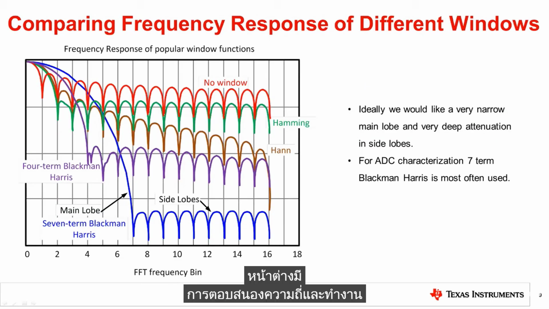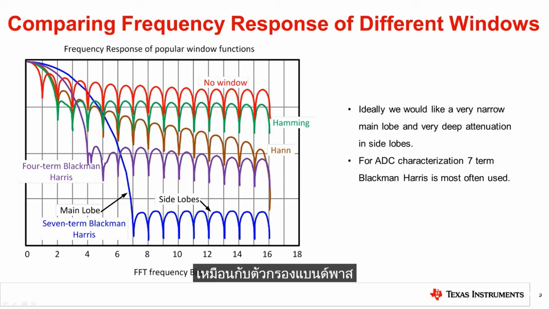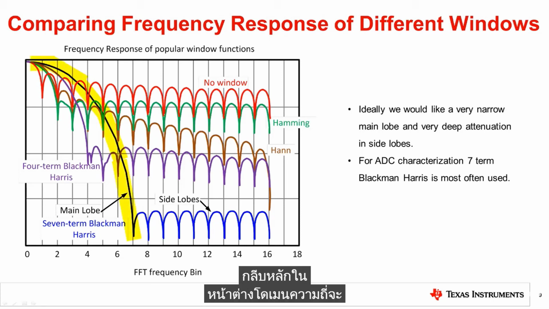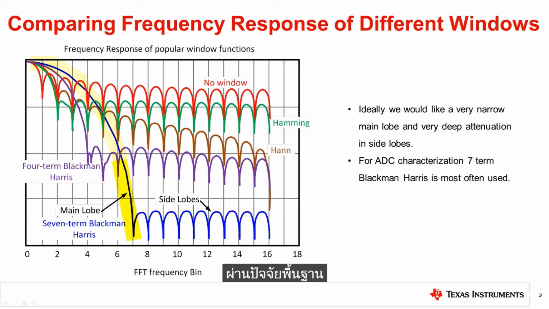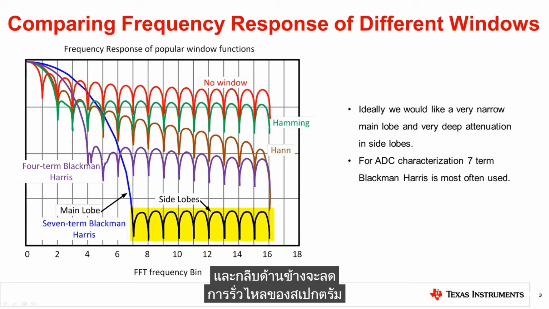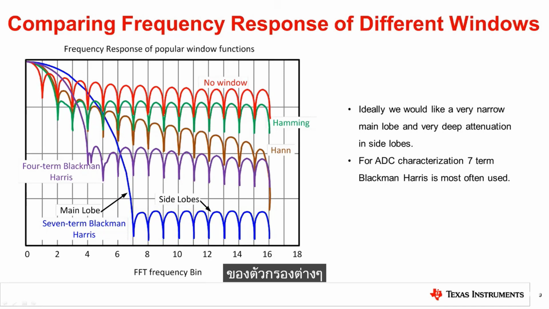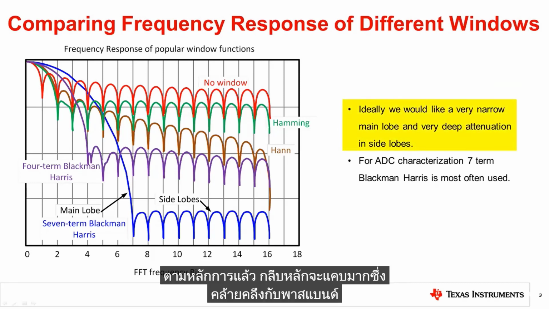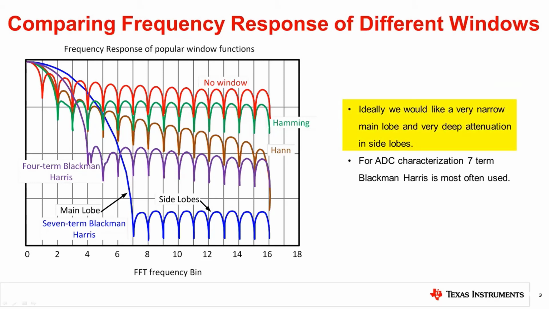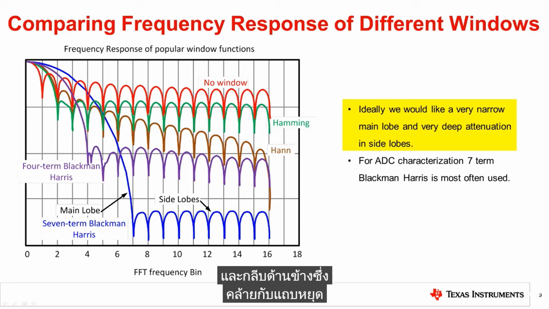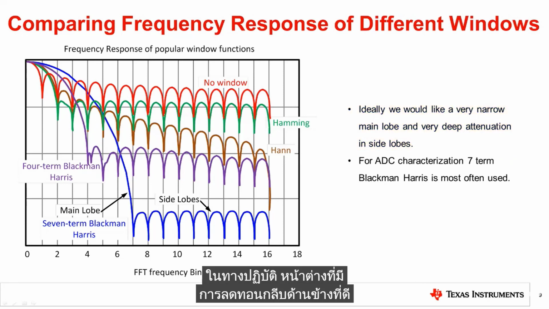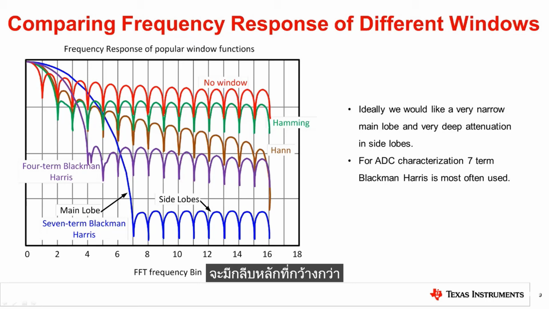The window has a frequency response and functions like a bandpass filter. The main lobe in the frequency domain window passes the fundamental, and the side lobes attenuate the spectral leakage. This graph shows the frequency response for several different filters. Ideally, the main lobe, analogous to the passband, would be very narrow, and the side lobes, analogous to the stopband, would have a very high attenuation. In practice, windows with good side lobe attenuation will have wider main lobes.